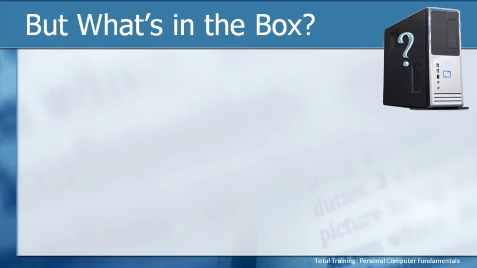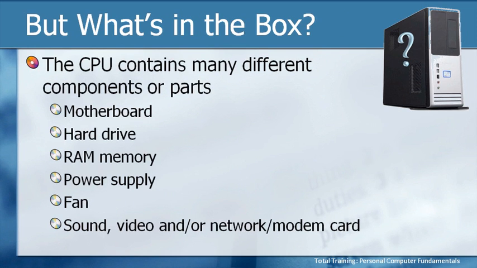So what's actually in the box? Well, actually that's pretty easy. The CPU can contain many different components or parts, but the most important parts we've listed here. A CPU has to contain a motherboard. It should contain a hard drive, something called RAM memory, a power supply, a fan, and it could have things known as sound, video, and network or modem cards. We're again going to take these kind of one step at a time.